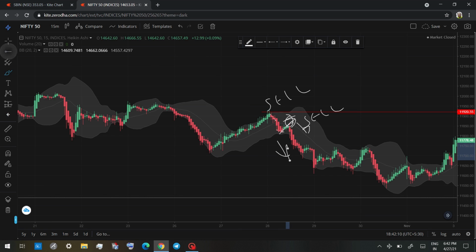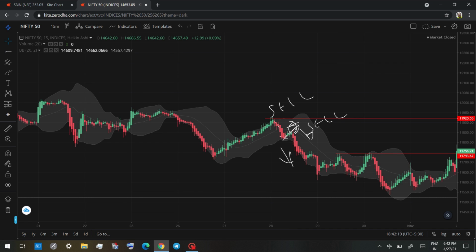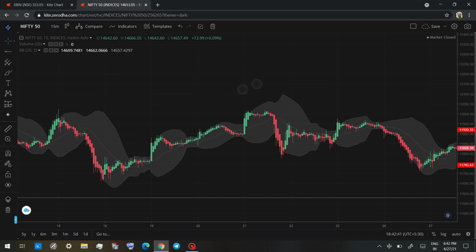See here. I am going to draw a previous high. This is my previous high. What happened? The candle tries to cross the previous high, but isn't able to cross it. So there is a bearish movement. Let's take another one.